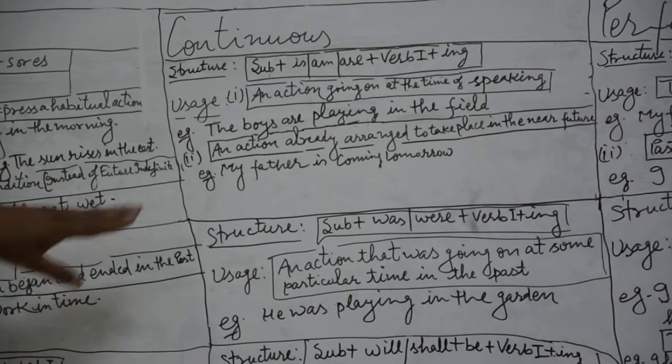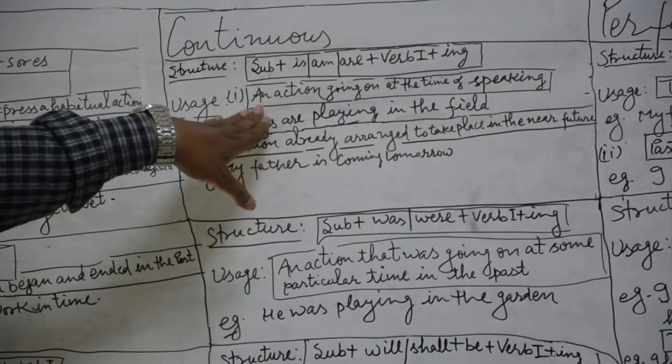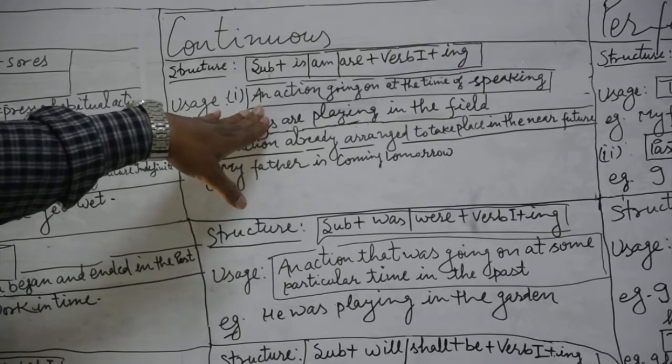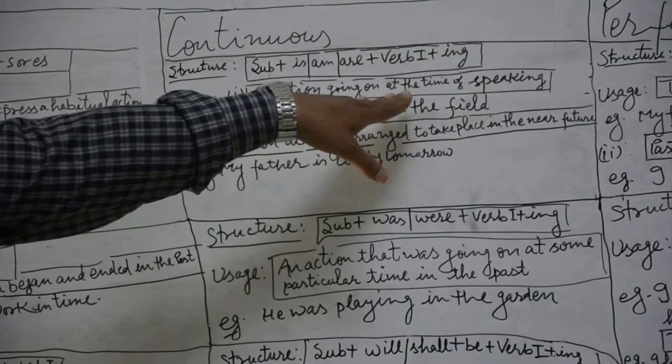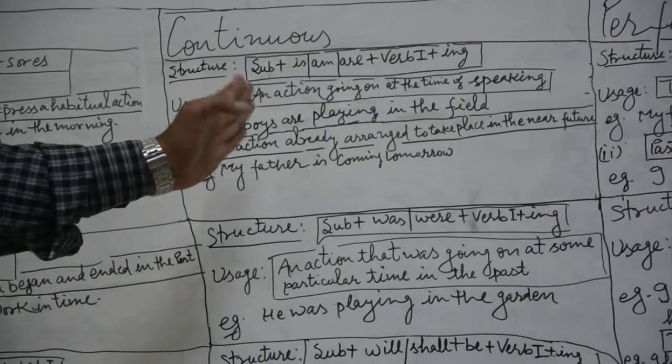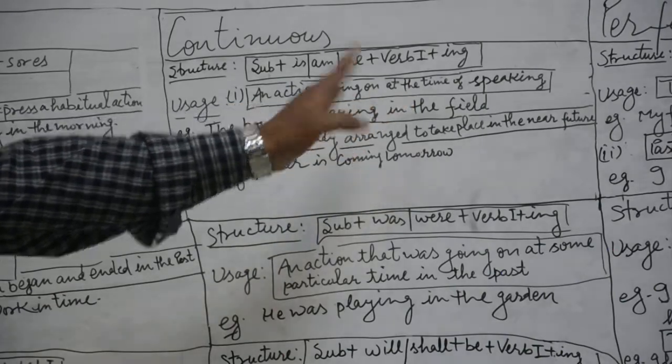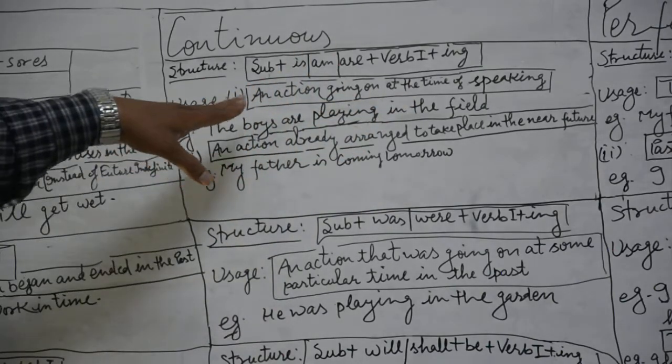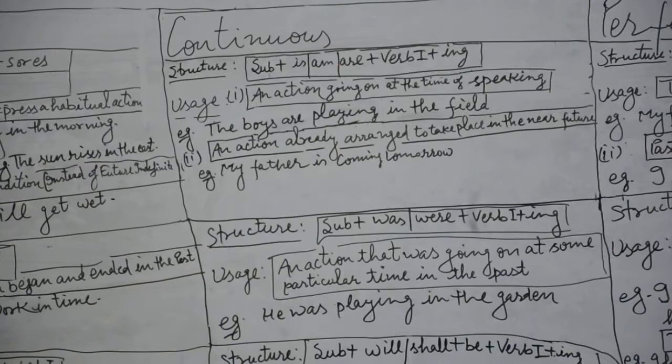Usage. This tense is used to show an action going on at the time of speaking. It denotes an action going on at the time of speaking. For example, the boys are playing in the field, because the boys are playing right now, at the present time.